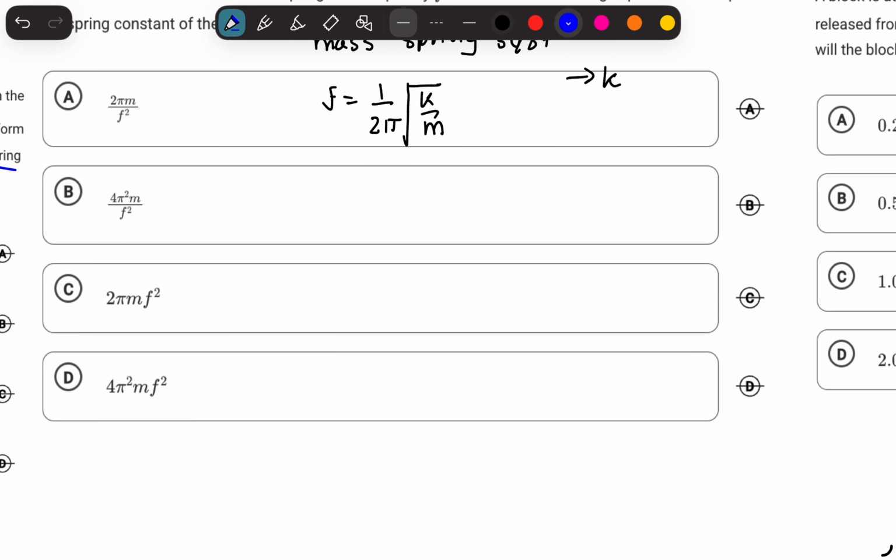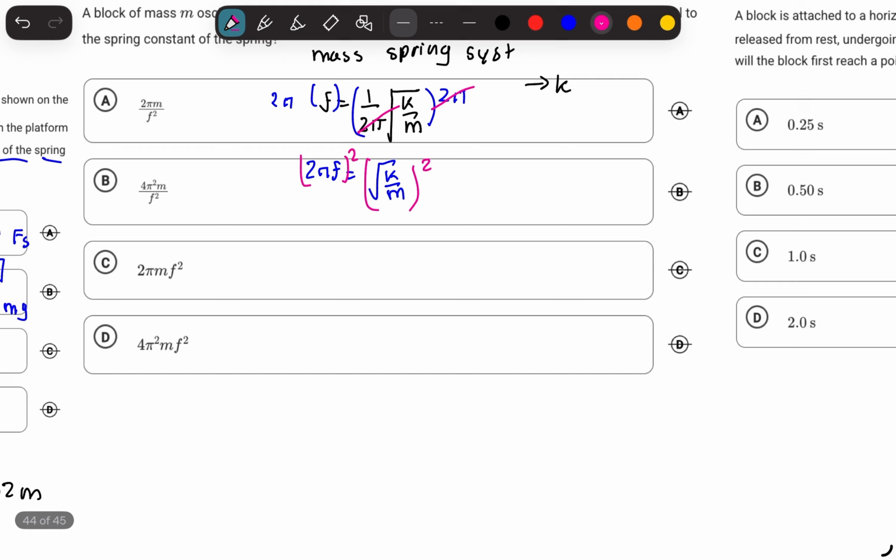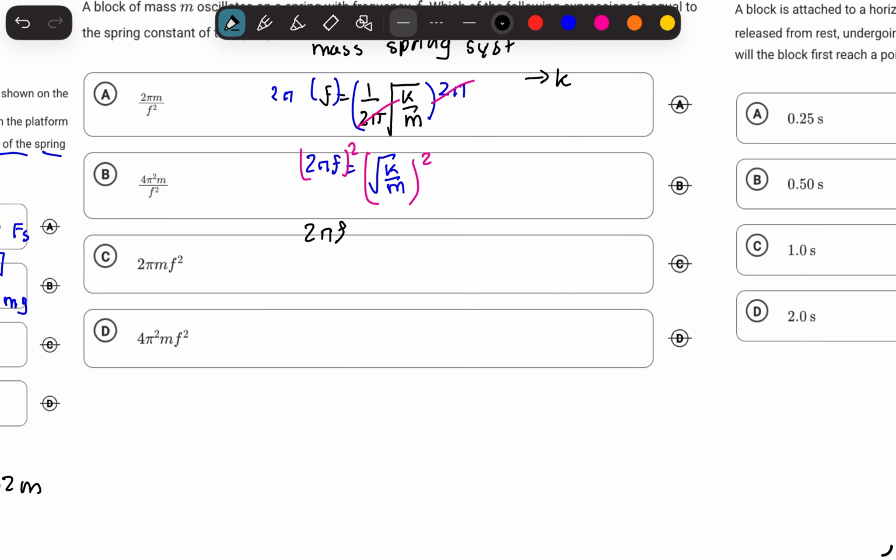So if we multiply both sides by 2 pi, and then after that, we simplify. You can cancel out that 2 pi. Here you're going to have 2 pi f, and that's equal to the root of k over m. But we don't want it to be k over m. We want it to be just what k is. So you're going to square both sides. And then you're going to get 2 pi f squared is equal to k over m.